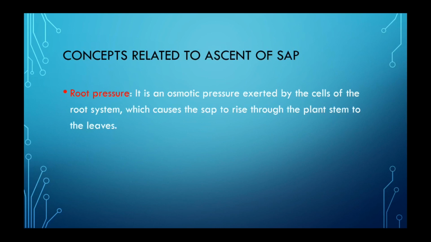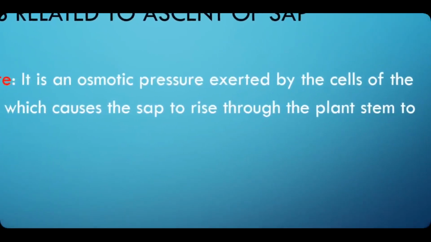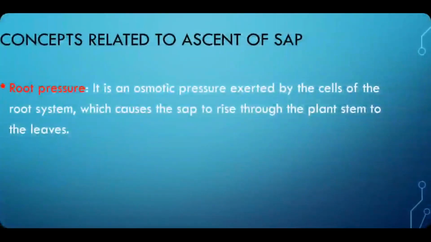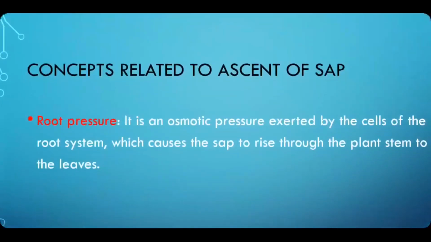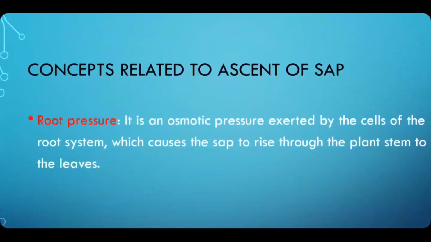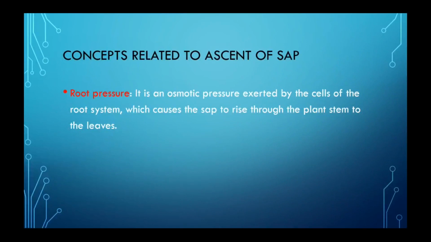Osmosis, do you remember what it is? Water moves from higher concentration to lower concentration by crossing a semi-permeable membrane. When this process happens continuously, it generates a pressure called osmotic pressure. If this pressure happens in roots, it is called root pressure. This root pressure causes the sap to rise through the plant stem and reach the leaves. This is the first concept, in which many scientists accept that the ascent of sap takes place because of root pressure.